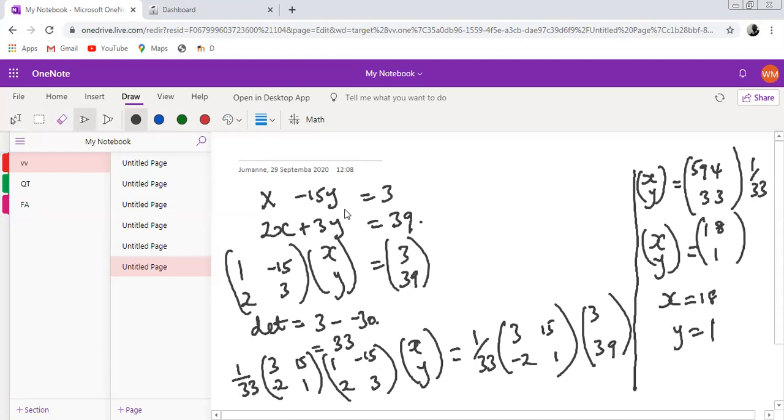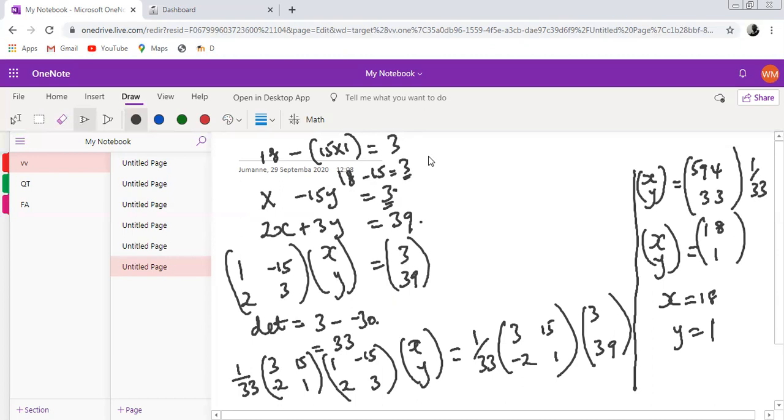And if you substitute them here, you should get a proof that they are the correct answer. If you put x to be 18, it's going to be 18 minus 15 times 1. Is it giving us 3, what we have here? Which is true. 18 minus 15 is actually 3. So those answers are correct.